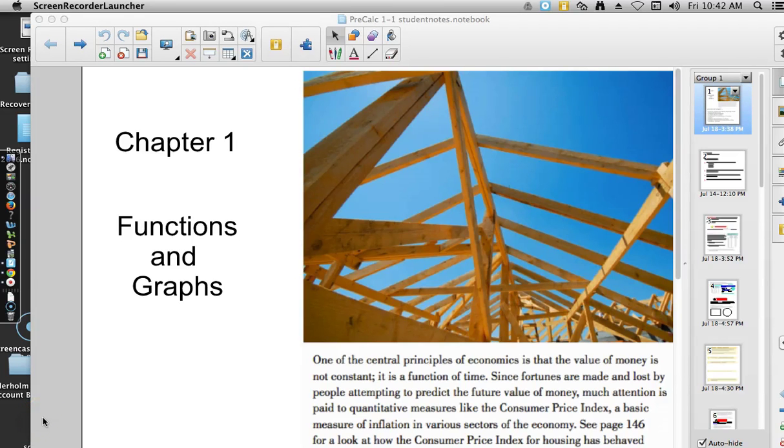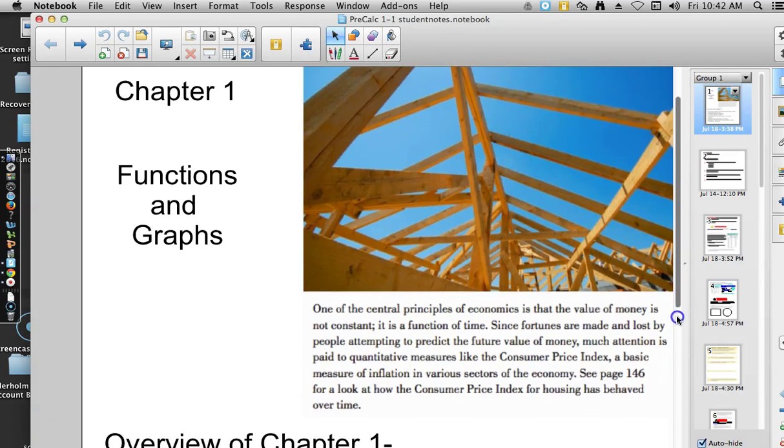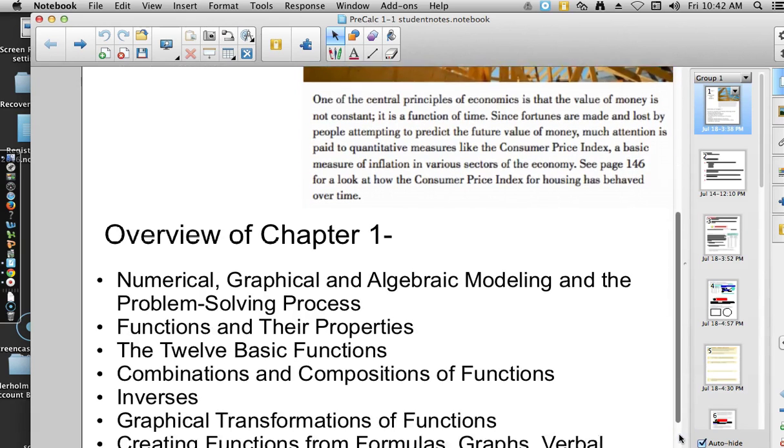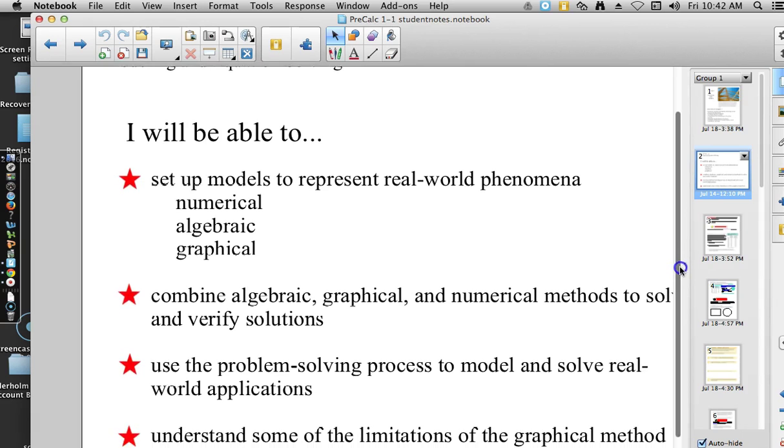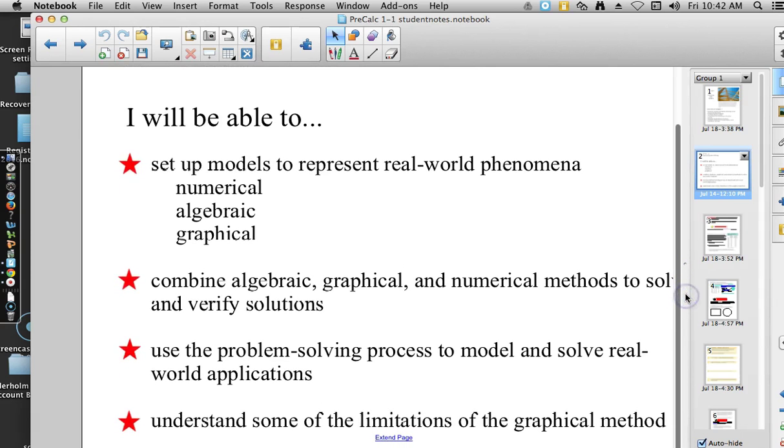All right, lesson 1-1, day 1. I'll let you go ahead and read here the overview. And then we have our objectives. And today we're going to focus mostly on the first one up here, which is to set up models to represent real-world phenomena, numerical, algebraic, and graphical.